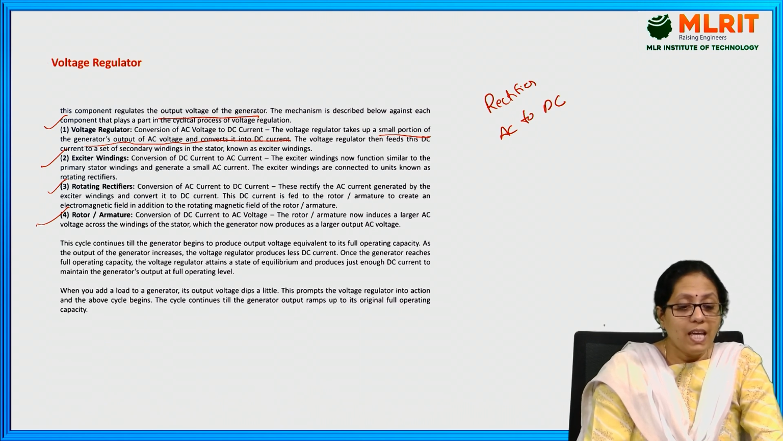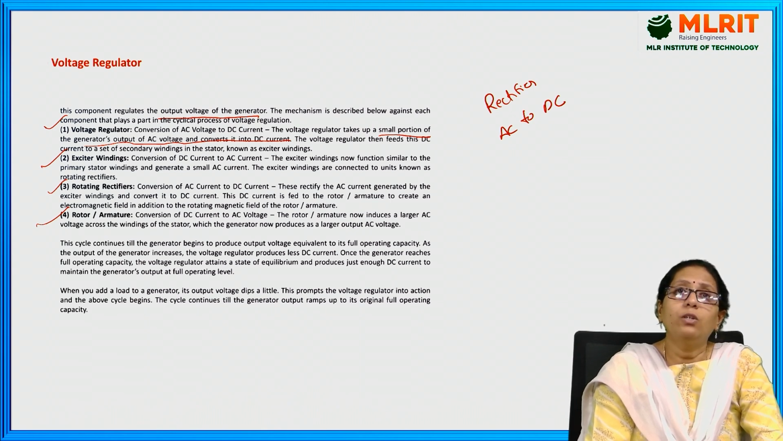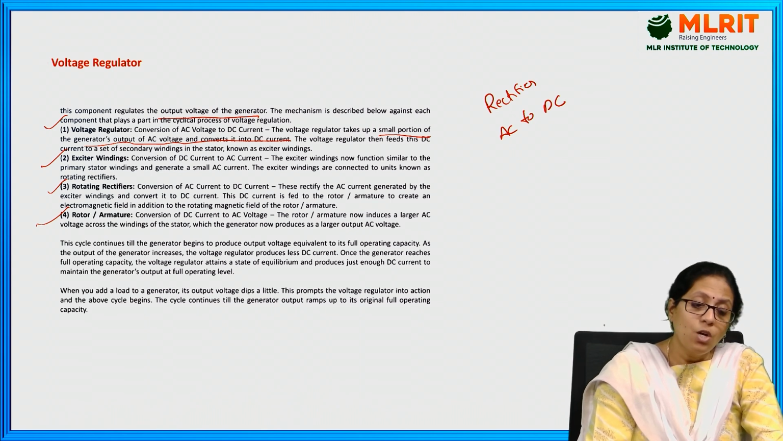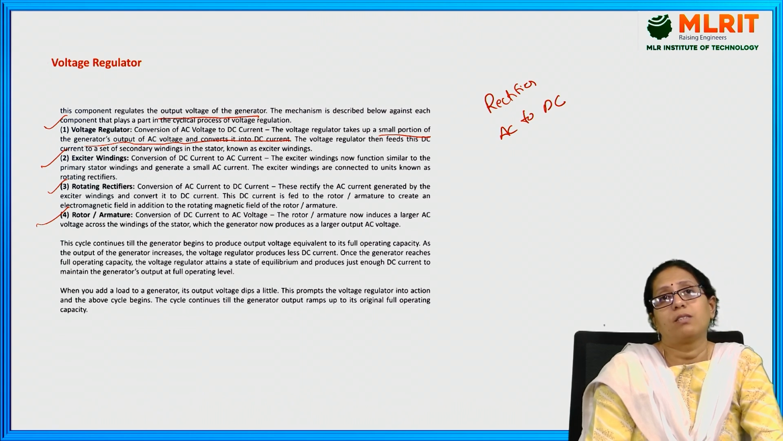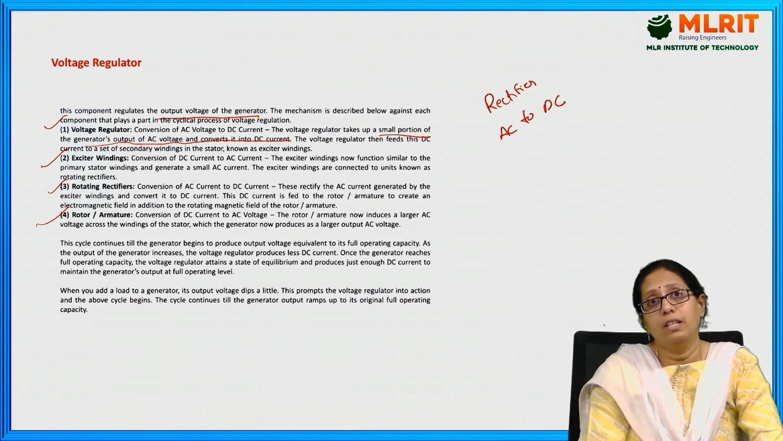Now, the exciter windings. Exciter windings mean the conversion of DC current to AC current. The exciter windings now function similar to the primary stator windings and generate an AC current. The exciter windings are connected to units known as rotating rectifiers. So here again the conversion of DC current to AC current is done.